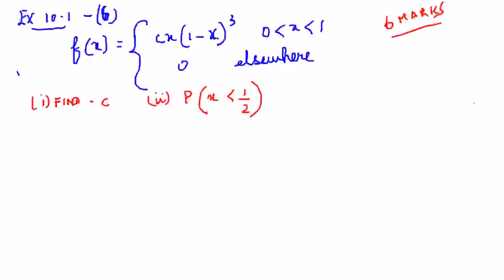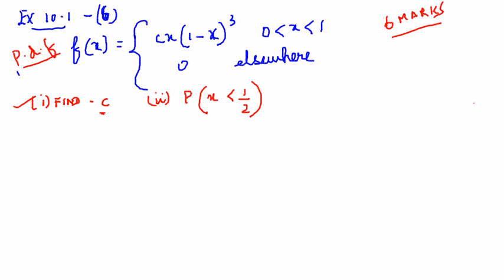So example 10.16 sum, they have given you a PDF, a probability density function, and you have to find C. That is the first part. And second part, you have to find what is the probability when x is less than 1 by 2. Okay, so let's check the first part.